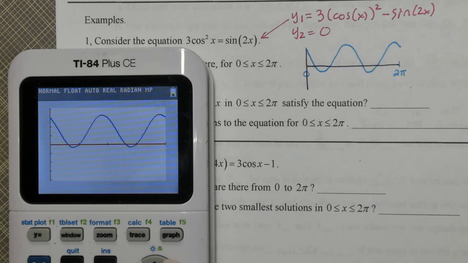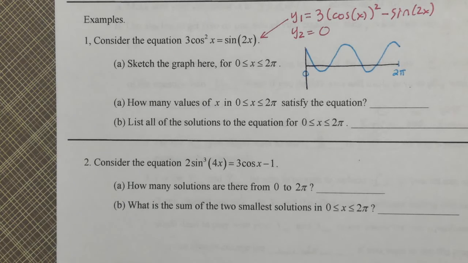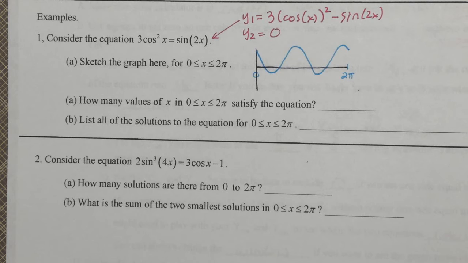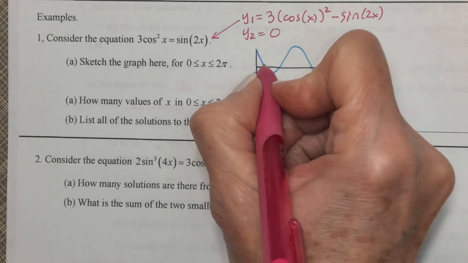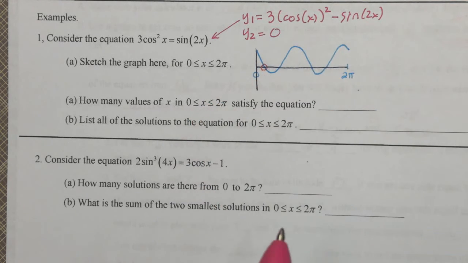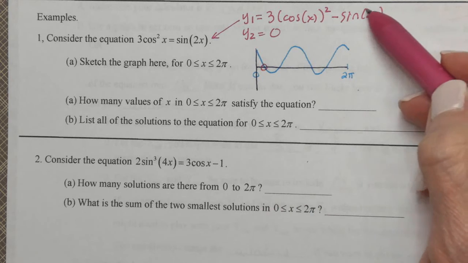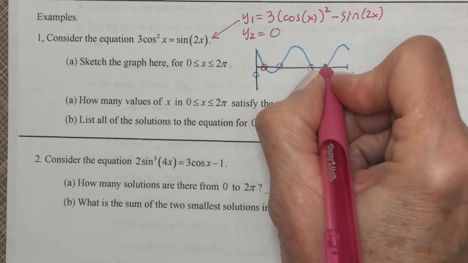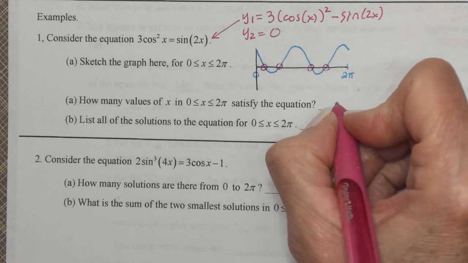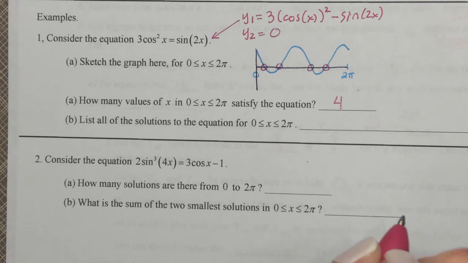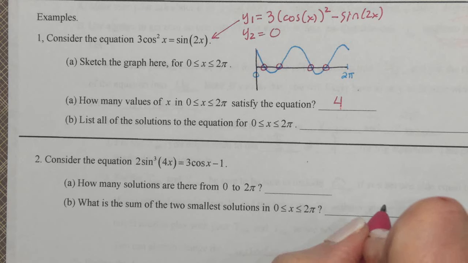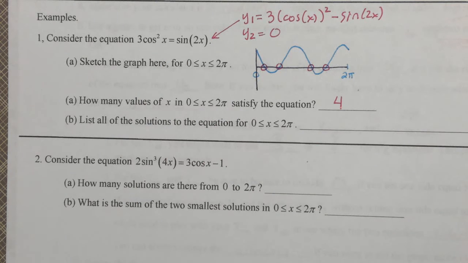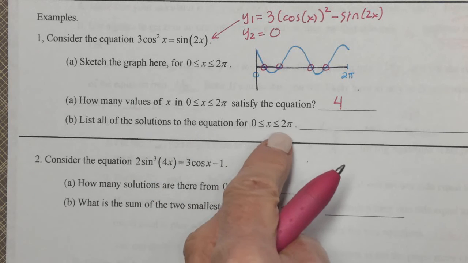All right. So I'm just going to use my little sketch for the rest of the problem. How many values of x satisfy the equation? Well, we're looking for how many times the curve is 0. And I can see it very clearly here. There are 4 times. 4 intersection points, 4 values of x in that interval that satisfy the equation.